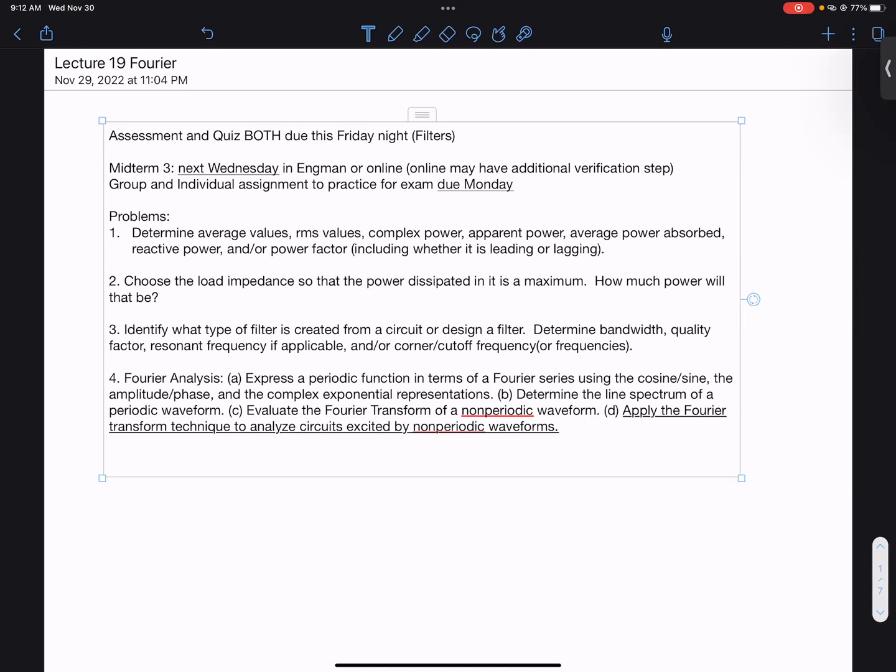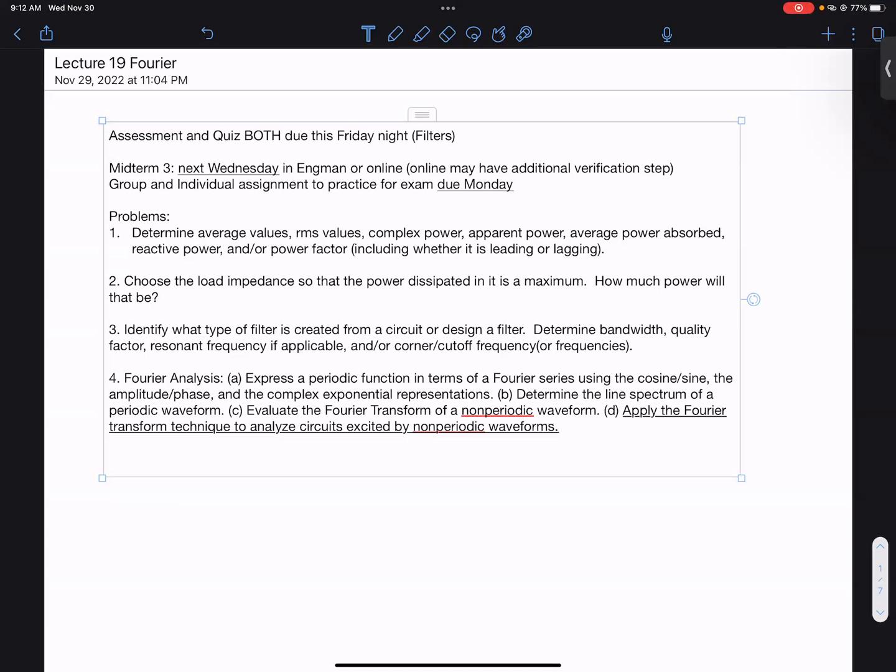So it will be filter questions. The quiz will be very similar to the assessment, where you'll have a circuit and have to derive the circuit equation and then graph it and determine what type of filter it is. And then there's also a possibility of asking about the frequency range of it, so the cutoff frequency.